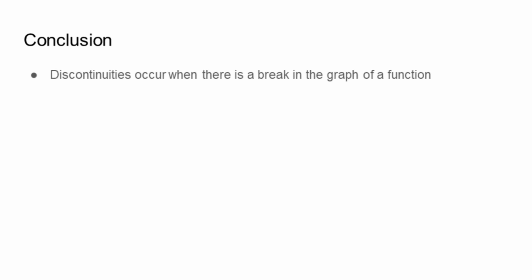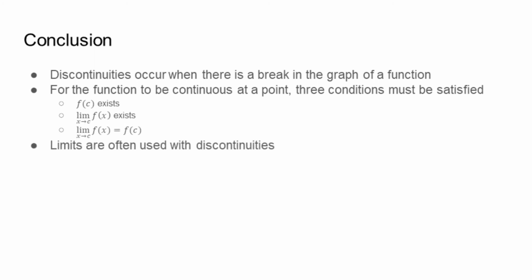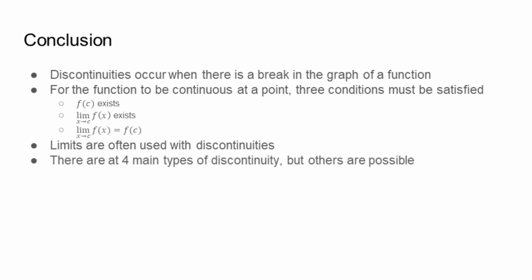So, to conclude, discontinuities occur where there is a break in the graph of a function. For the function to be continuous at a point, three conditions must be satisfied. F of c exists, the limit of f of x as x approaches c exists, and the limit of f of x as x approaches c equals f of c. Limits are often used with discontinuities. There are four main types of discontinuity, but other types are possible.